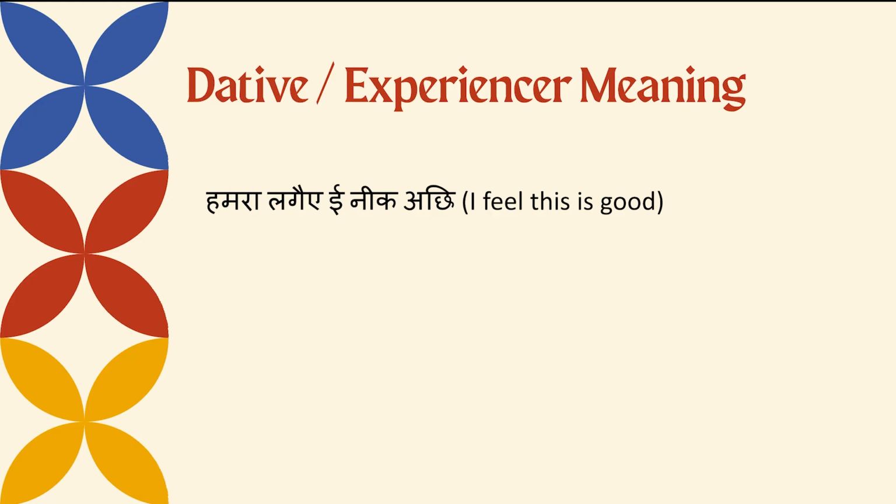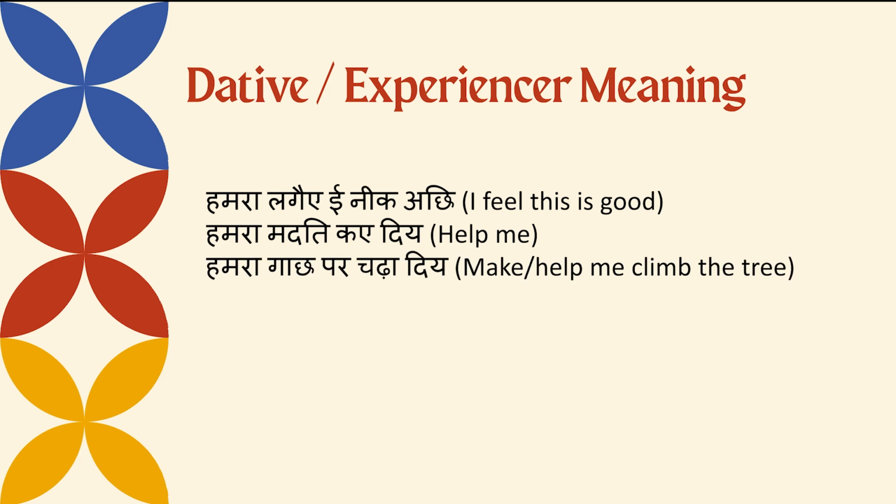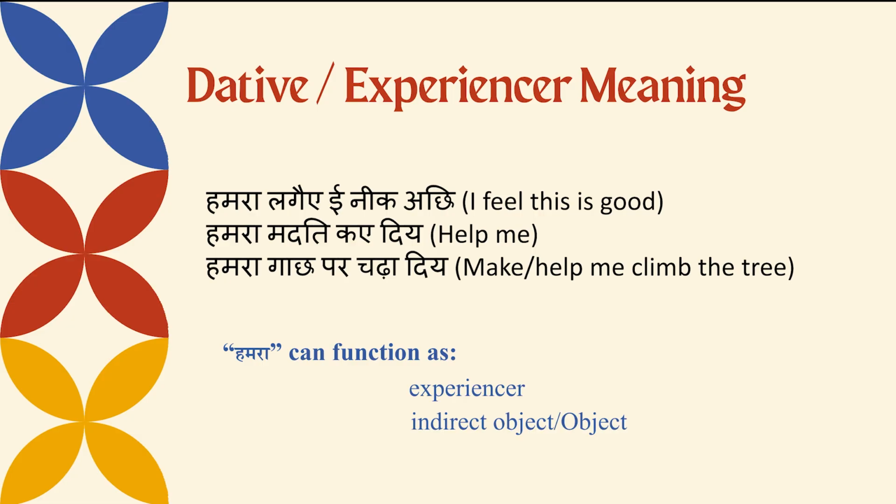Let us say for example, when you say हमरा लगैया ई नीक अछि, I feel this is good. Or when we say हमरा मदद कऽ दिअ, help me. हमरा गाछ पर चढ़ा दिअ, make or help me climb the tree. Here हमरा can function as experiencer, indirect object or object, and then also the beneficiary.